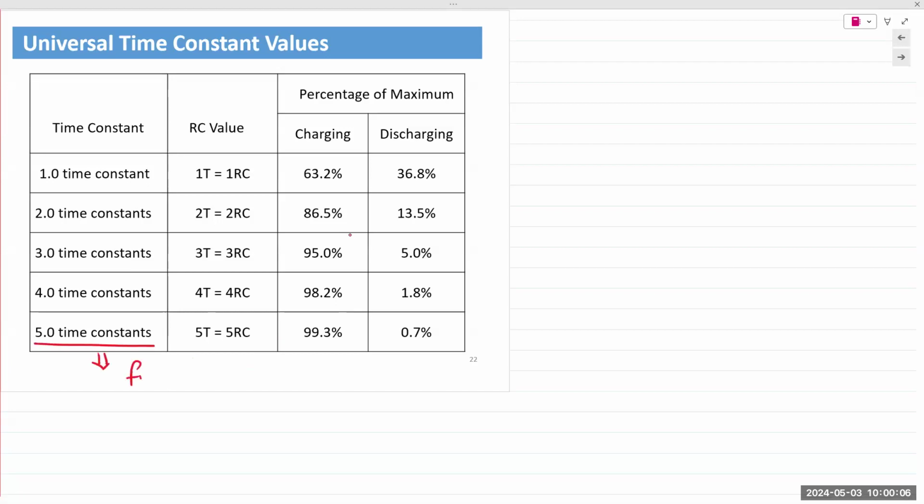we say it's either fully charged or fully discharged. So we put an end after 5 time constants. That's standard accepted practice. Okay. Standard accepted convention. Mathematically, again, you will keep receiving an answer. Doesn't matter what value of time you put in.